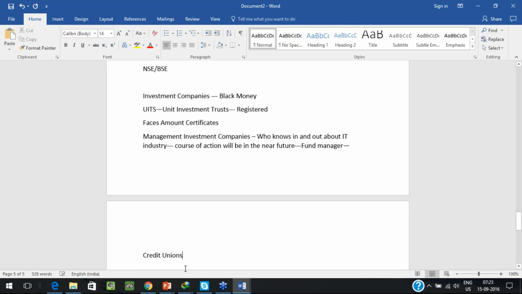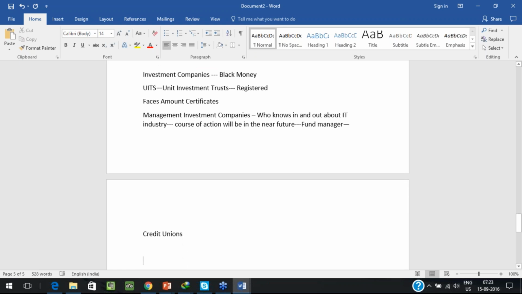Now, credit unions. Credit unions are those who have money that they have pooled from other customers, and they are ready to give you credit. Say I have a company, and I don't want to go to the market, or I don't want to issue face amount certificates. Instead I'll go to these credit unions, get the amount, and then invest in my business. Generally the interest will be more than what banks provide. The advantage of credit unions is you will get the money when and wherever it is necessary.